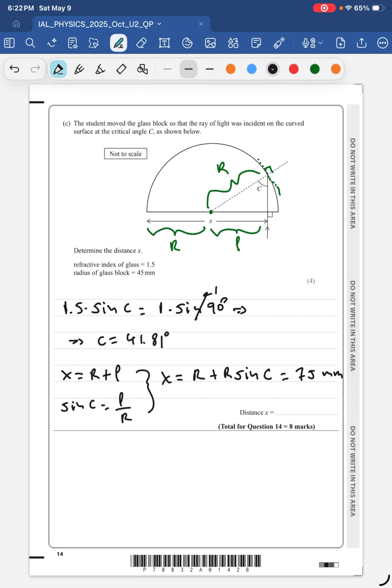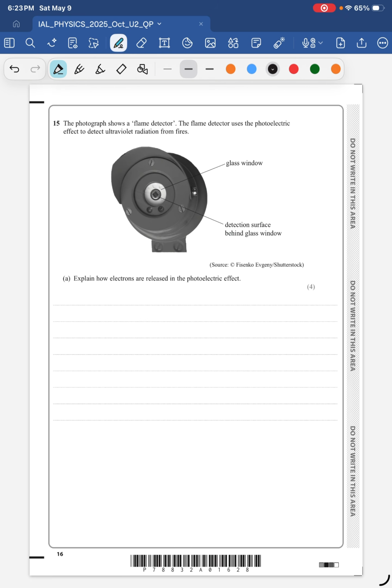So this was a nice problem, I think, because you end up with a round answer. This was question 14. We are ready to move on to the next one. Question 15. The photograph shows a flame detector. The flame detector uses the photoelectric effect to detect the ultraviolet radiation from fires. I actually didn't know about this detector, to be honest, before solving this problem. There's a glass window there and a detection surface behind the glass window.